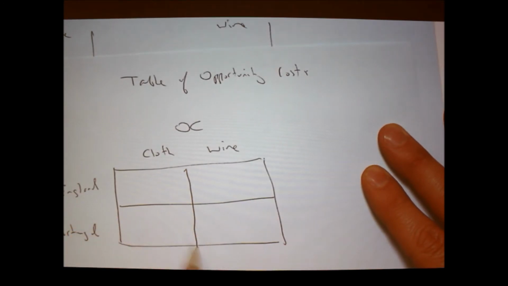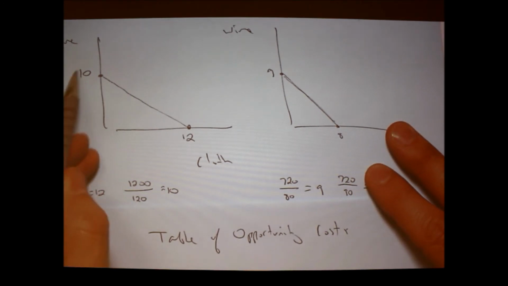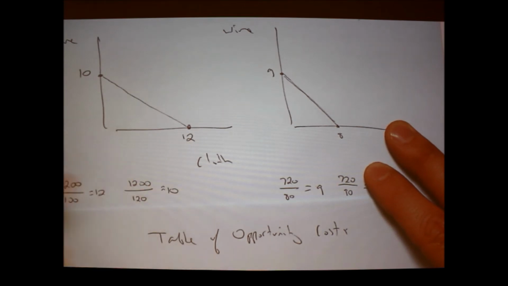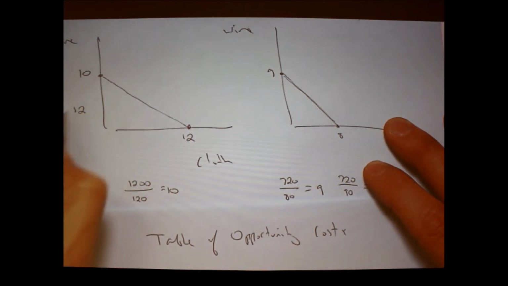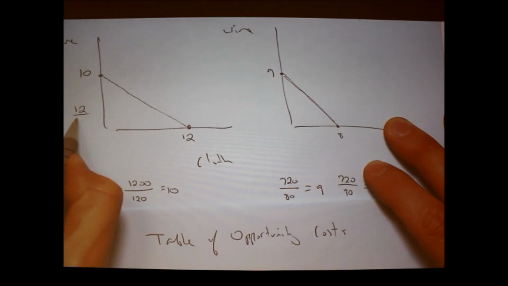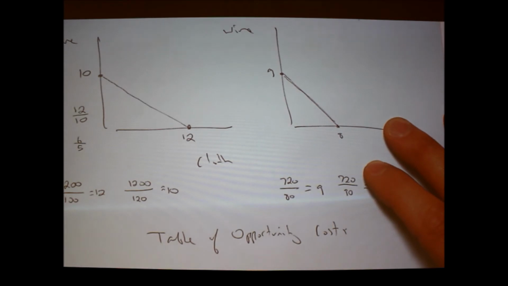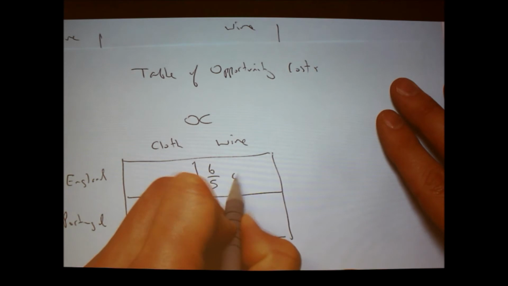Fill this in. So in England, if it makes 10 units of wine, it gives up the opportunity to produce 12 cloths. So producing 10 units of wine gives up the opportunity to produce 12 units of cloth. If you divide both sides by 10, you can say producing 1 unit of wine gives up the opportunity of producing 6/5 units of cloth. So in England, the opportunity cost of producing wine is 6/5 cloth.